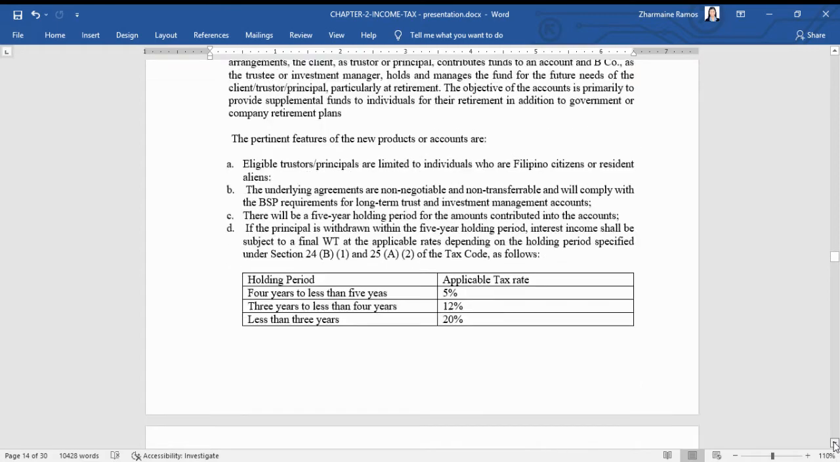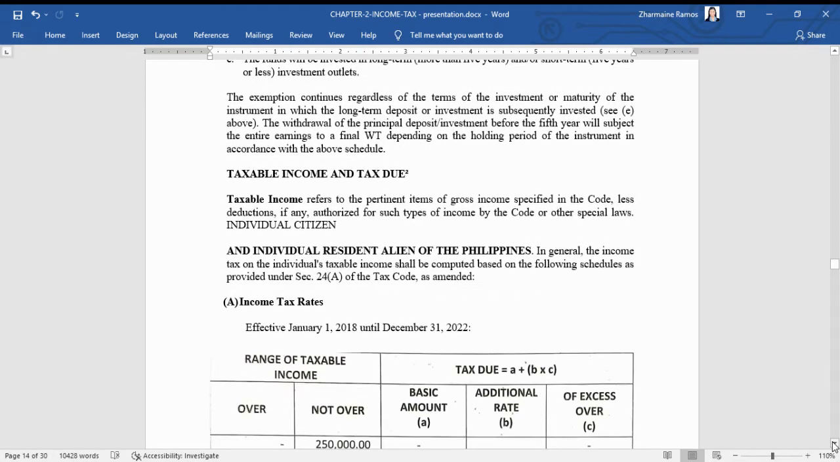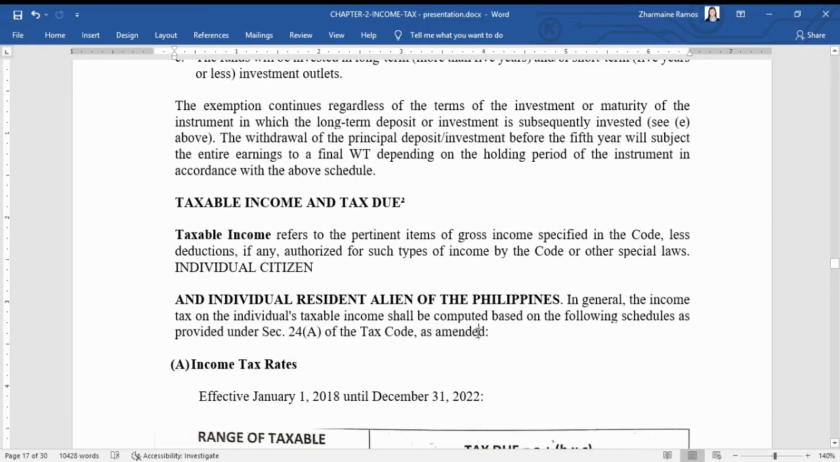Okay. So, as mentioned before, taxable income refers to the pertinent items of gross income specified in the code less deductions. So, kung ano yung nakuha mong income, syempre ibabawas pa yung mga deductions mo para ma-compute siya.